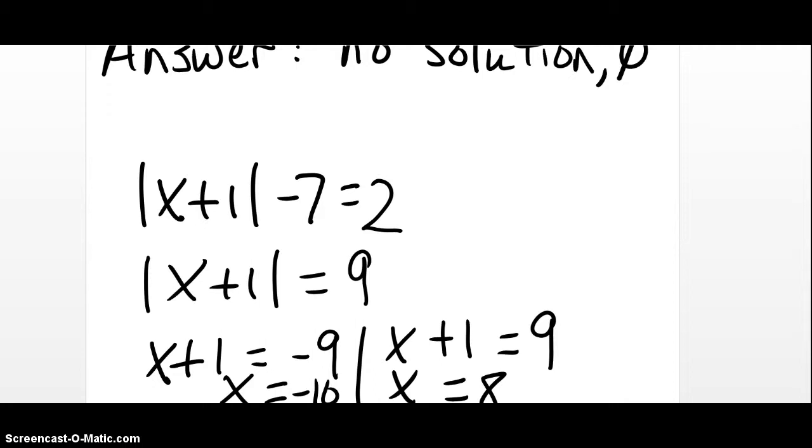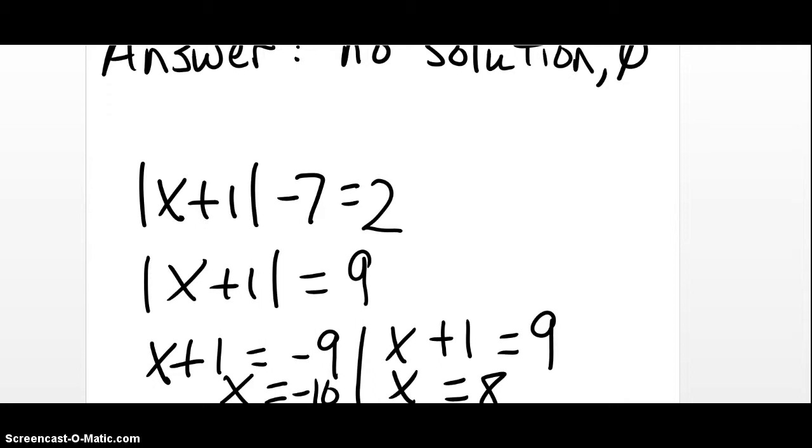So now we get the absolute value of x plus 1 is 9. Well, we're taking the absolute value no longer of x, but of the quantity x plus 1. X plus 1 is the number we're taking the absolute value of. So the number inside the absolute value sign, which is x plus 1, could be negative 9, because the absolute value of negative 9 is 9. Or the number inside the absolute value, which again is x plus 1, could be a positive 9.